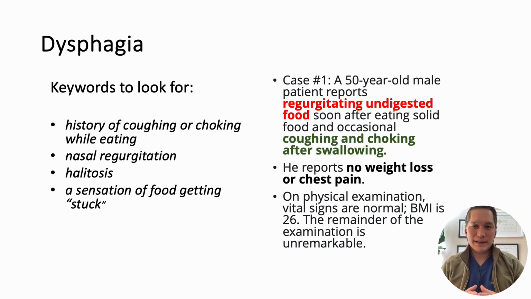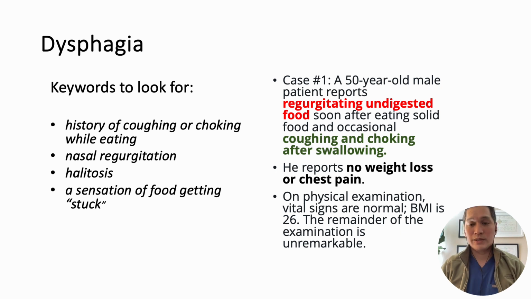In order to identify that the clinical vignette is related to dysphagia, let's discuss the important buzzwords to remember, such as history of coughing or choking while eating, nasal regurgitation, halitosis, and sensation of food getting stuck. For example, here is a 50-year-old patient who reports regurgitating undigested food soon after eating solid food, and occasional coughing and choking after swallowing. He reports no weight loss, no chest pain. On physical examination, vital signs are normal. BMI is 26, and the remainder of the examination is unremarkable.